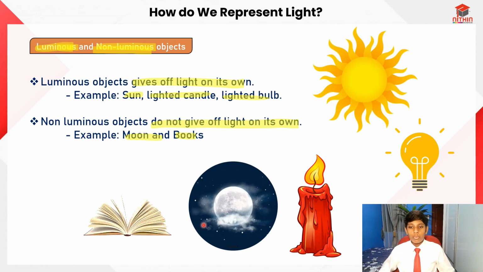So here we have the moon and books, and there are actually many more examples, so let me just put etc. I hope you understood that. These are just examples of luminous and non-luminous objects and what it actually means. Now let's move on.